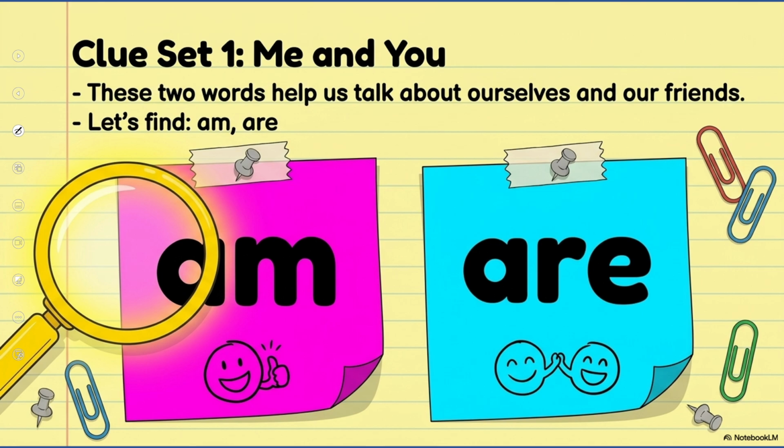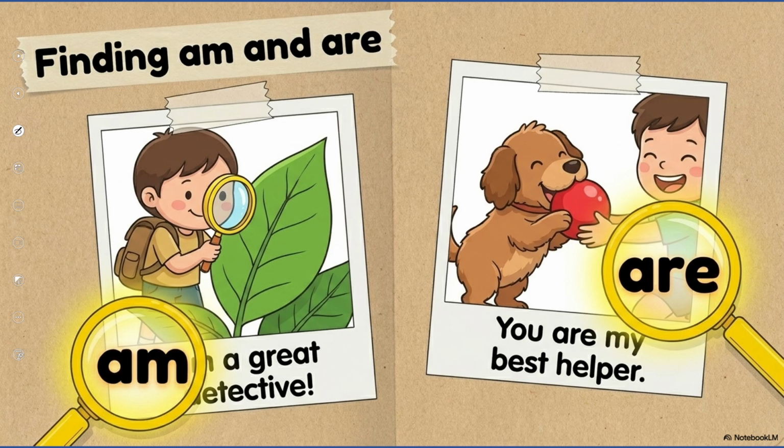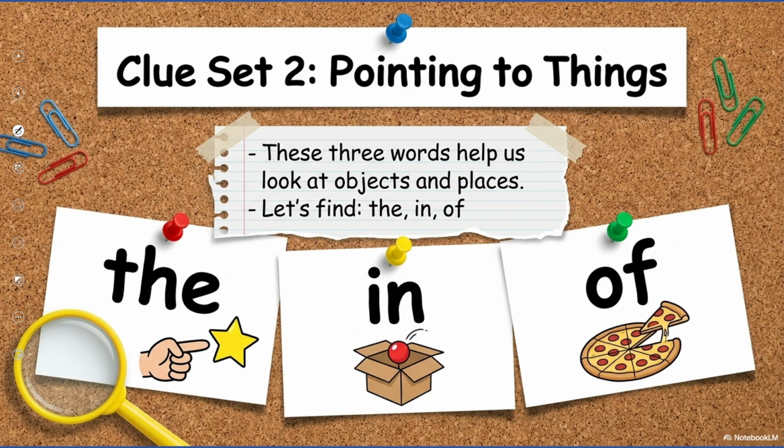The first common set of words is used for me and you. For example, am, are, and we find them everywhere in every book. Can you find them over here? Very simple. They are already enlarged. So am and are are very, very common sight words, which we find in every book.